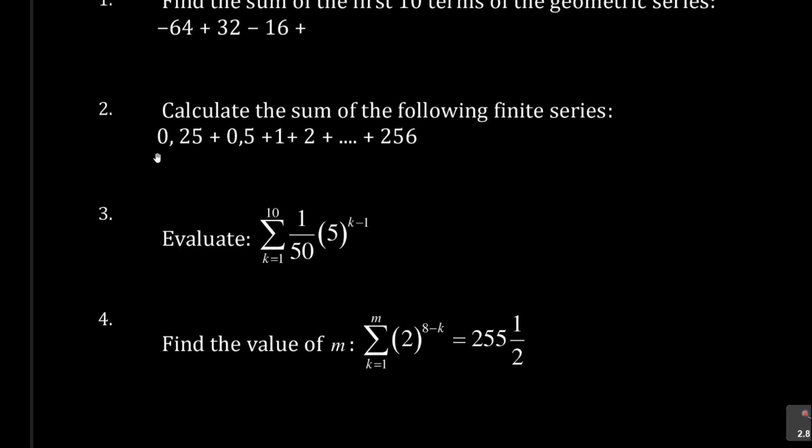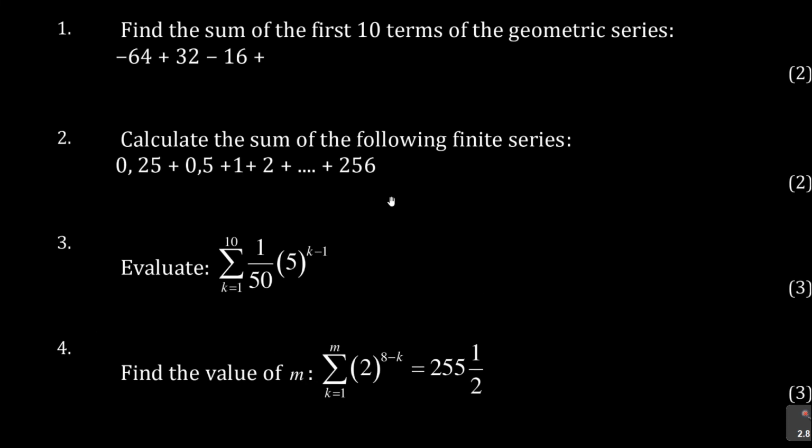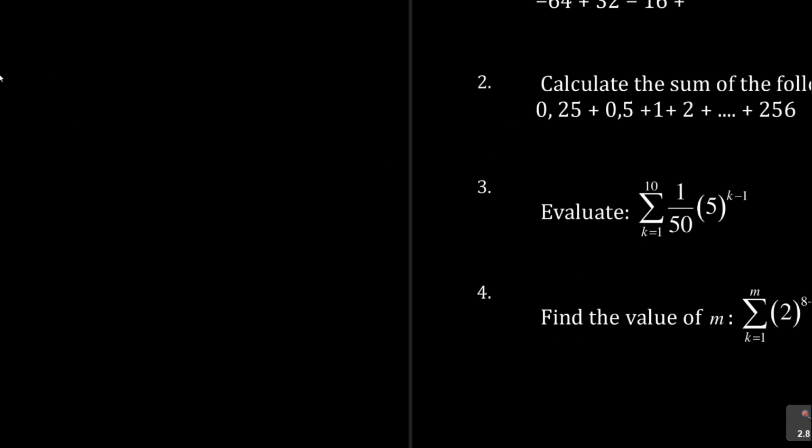Calculate the sum of the following series. You are given this one, the sum. Let's erase and start everything. Calculate the sum of the following finite series, meaning it's 2 marks, finite. What are we given on this one? We are given 0,25 plus 0,5 plus 1 plus 2 plus blah blah blah 256. See, they gave us this.